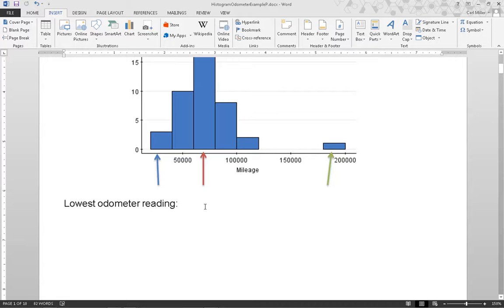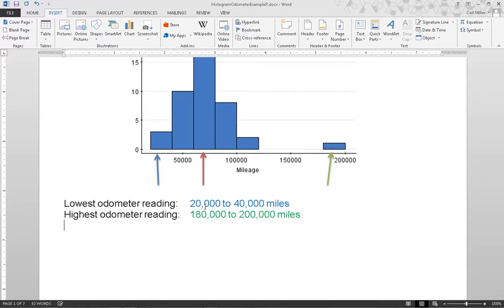So again, the lowest odometer reading is 20,000 to 40,000 miles. The highest odometer reading is 180,000 to 200,000 miles. The most common odometer reading is 60,000 to 80,000 miles.